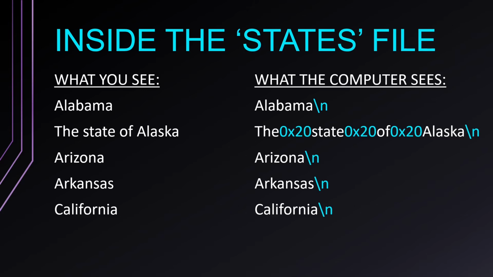If we open the states file, here is what we see versus what the computer sees. Notice how on the left, we see nice, clean text, but on the right side, what the computer sees is this same text with additional characters. The \n character on the right tells the computer, this is the end of the current line, please go to a new line. Each of these new line characters is worth 1 byte.